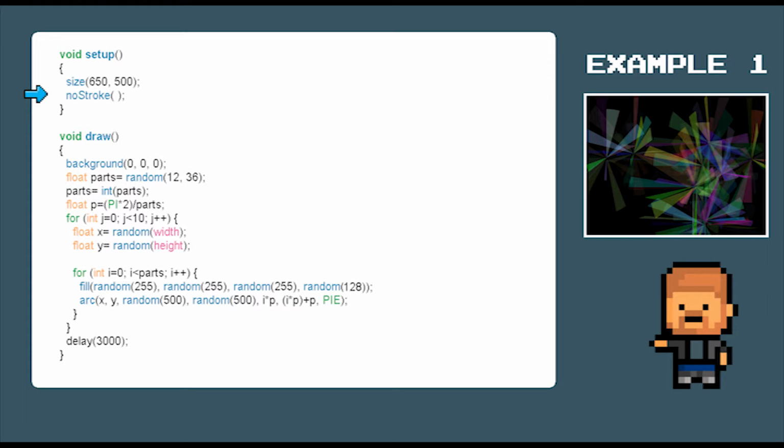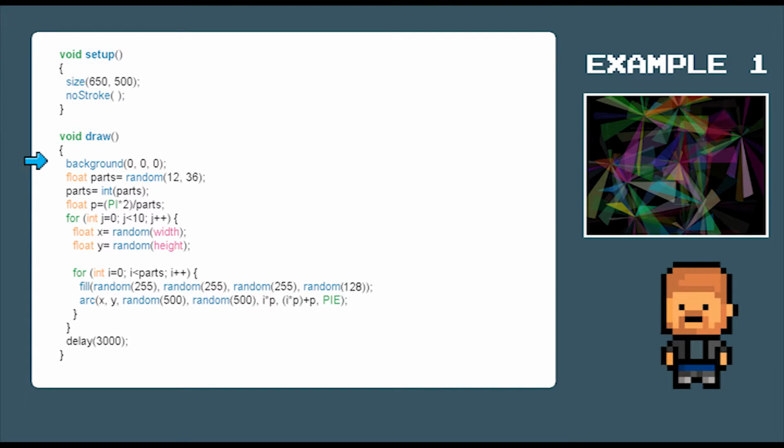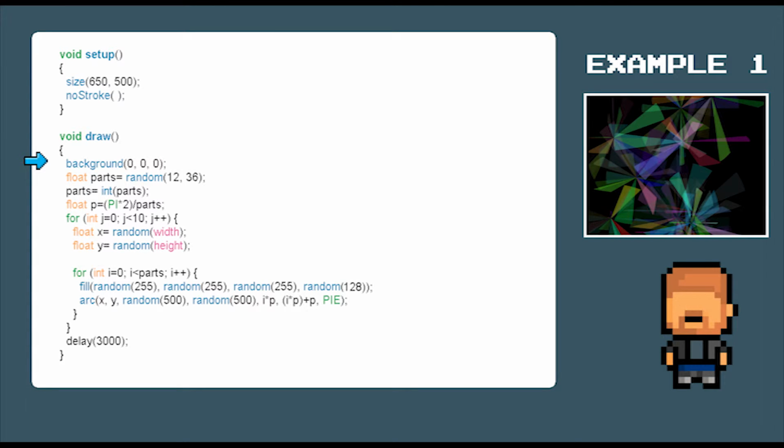Now with our canvas set up, let's move on to the draw area. The first command we issue in the draw area is background(0,0,0), and this colors the background black. The three zeros are R, G, and B values. 0 red, 0 green, and 0 blue create black.